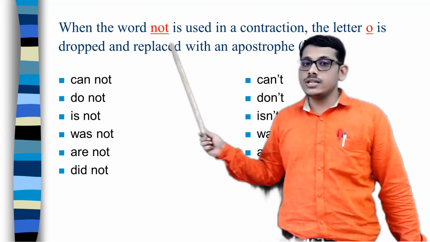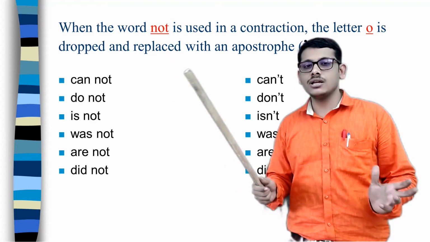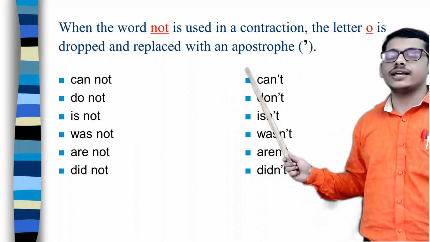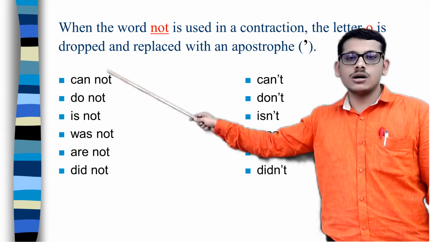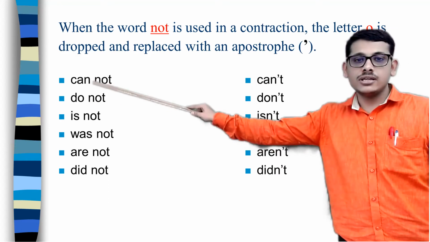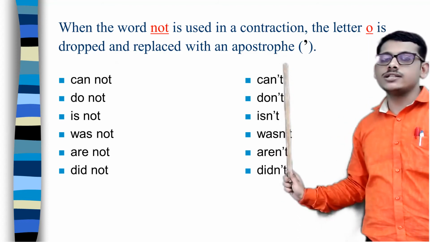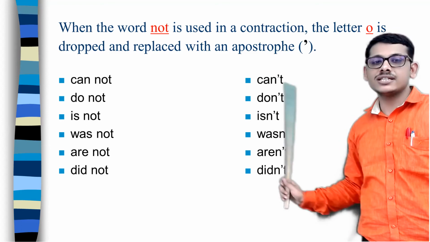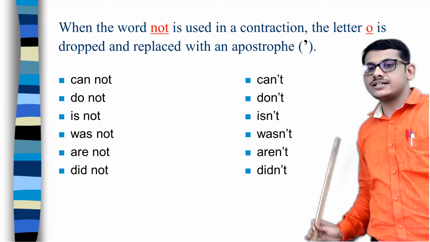When the word not is used in contractions, most of the time we add not to helping verbs and it becomes a contracted form. Instead of saying cannot, we can just simply say can't. N comes two times, so drop out one N, drop out the vowel also, give an apostrophe, and it will become can't. So this is very important. Whenever you are using can and not, N is only once in a contracted form. Can't. Do not, don't; is not, isn't; was not, wasn't; are not, aren't; did not, didn't.